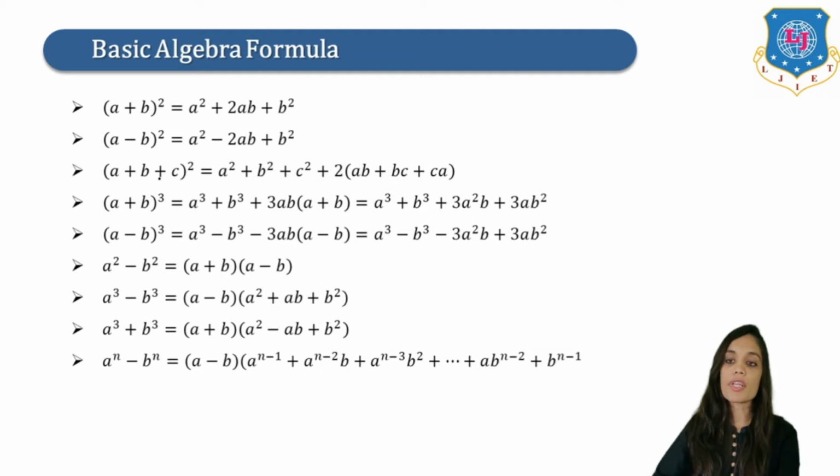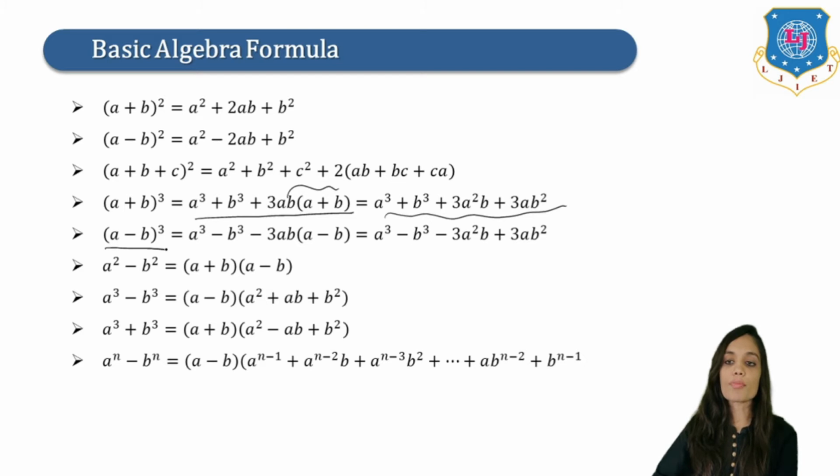Now a plus b plus c whole square will be equal to a square plus b square plus c square plus 2 times ab plus bc plus ca. a plus b whole cube will be equal to a cube plus b cube plus 3ab into a plus b. Also, you can open the brackets of the last term and write it in this form, right? That is a cube plus b cube plus 3a square b plus 3ab square.